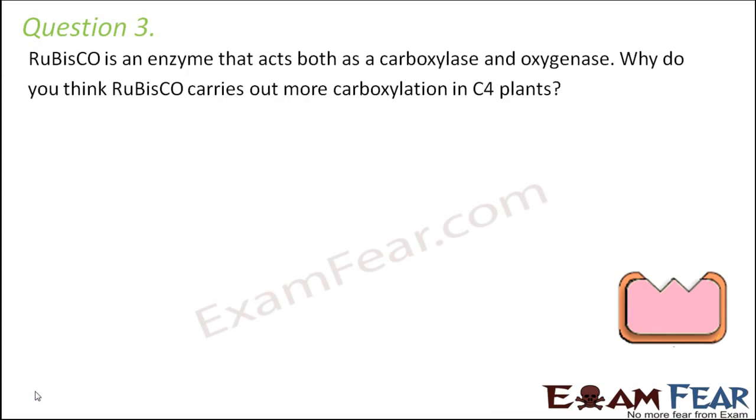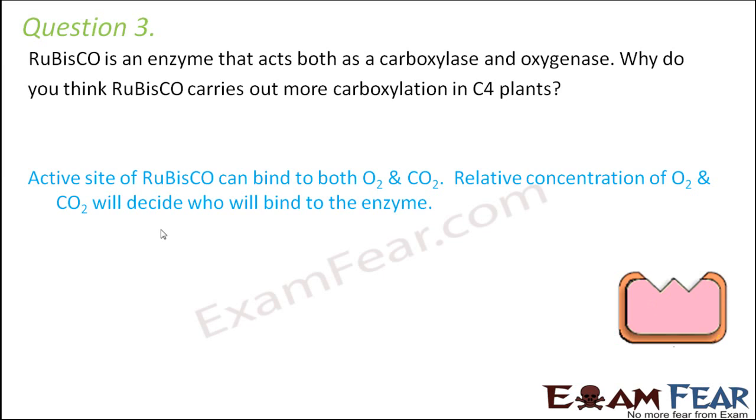Question number 3. Rubisco is an enzyme that acts both as a carboxylase and oxygenase. Why do you think Rubisco carries out more carboxylation in C4 plants? Now talking about Rubisco, not only Rubisco, any enzyme has got a binding site, which is also known as the active site or the substrate binding site. Now in case of Rubisco, the active site can bind to both oxygen as well as carbon dioxide, and that is why it acts as both oxygenase as well as carboxylase.